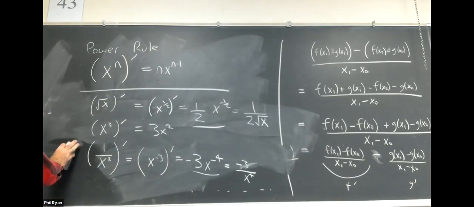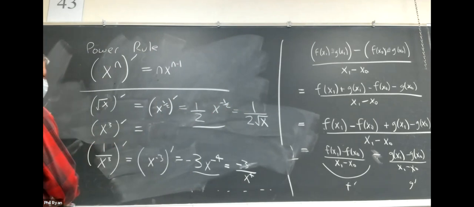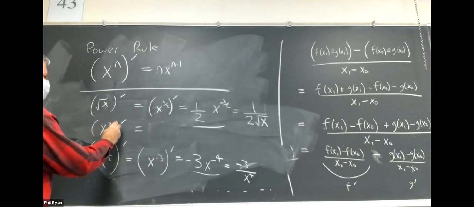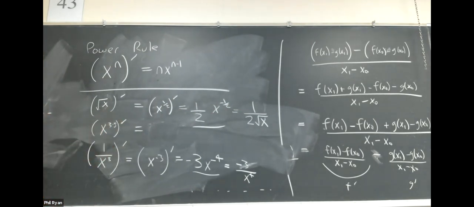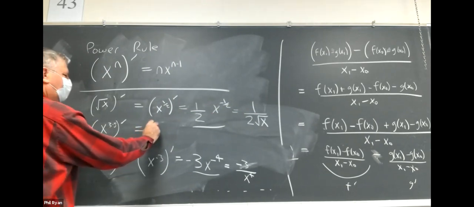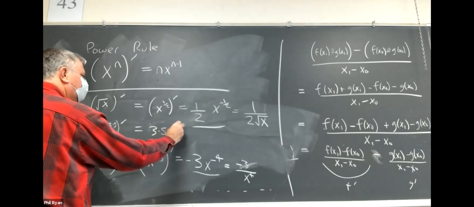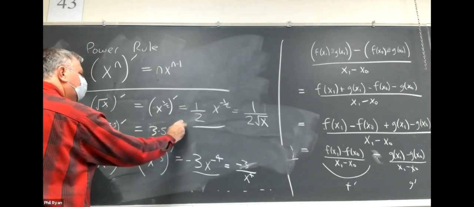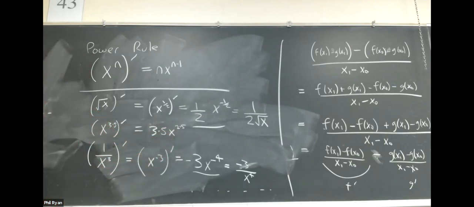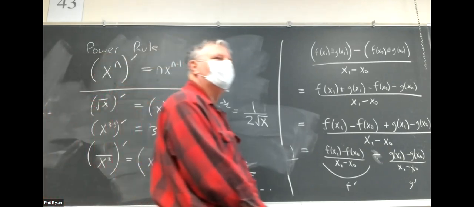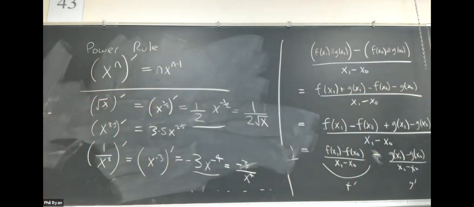But it's true for anything. So for example, if we replace it with 3.5, it's down comes the 3.5, and we subtract 1 from the power. So power rule is always a favorite among students just because it's easy. So if you've got a problem with that, you know what to do.